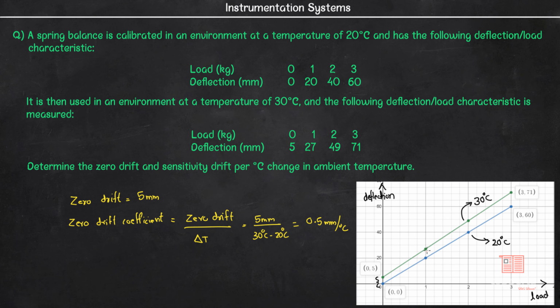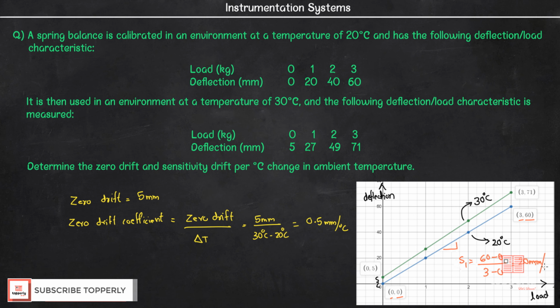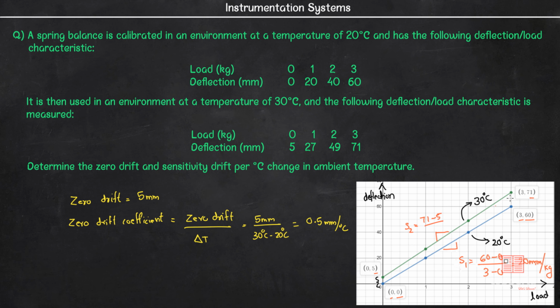Now to find sensitivity drift, let us calculate the slope of these two lines. The slope of this line is S1 equal to 60 minus 0 by 3 minus 0, which is 20 mm per kilogram, and the slope of this line is S2 equal to 71 minus 5 by 3 minus 0, which is 22 mm per kilogram.